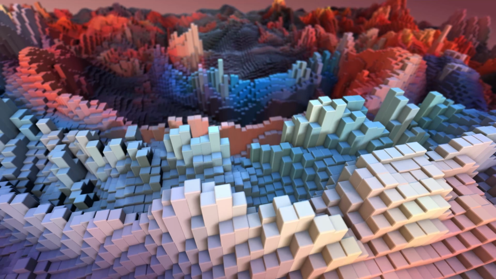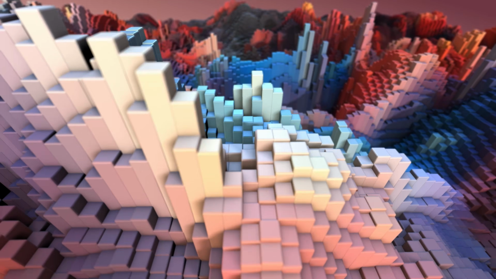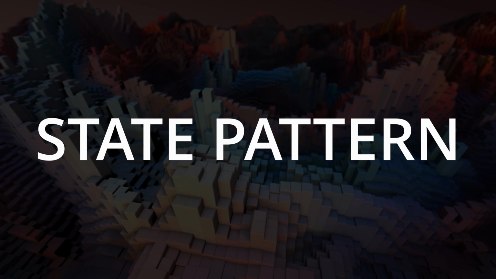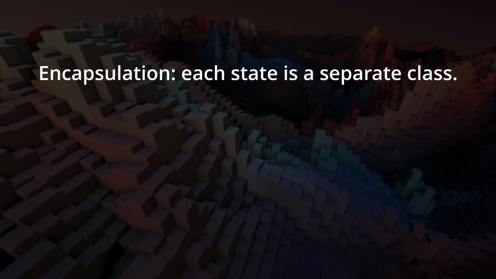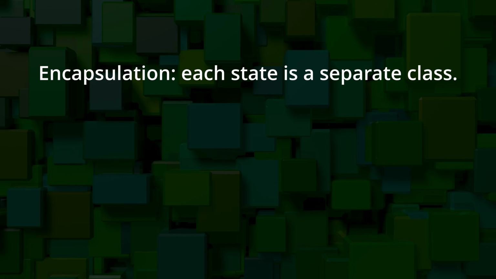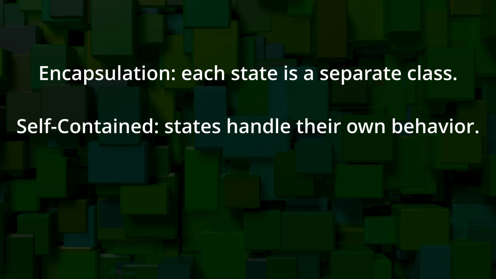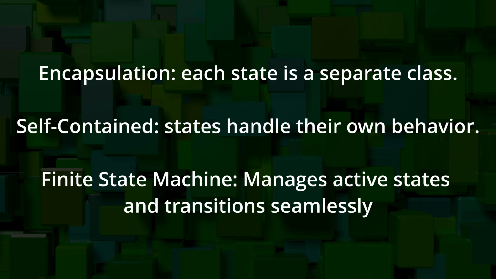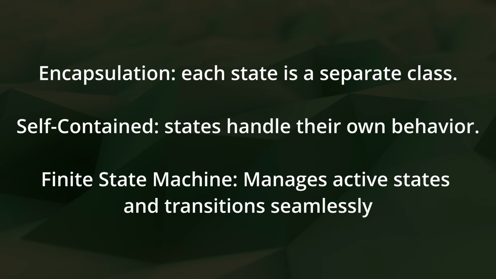The classical solution to this problem is the use of finite state machines, which are essentially a practical implementation of the state pattern. The state pattern is a programming design pattern that involves encapsulating individual states of an entity, often as separate classes. Each state handles its own behavior and logic, and the finite state machine manages these states, ensuring that only one is active at any given time and allowing seamless transitions between them.